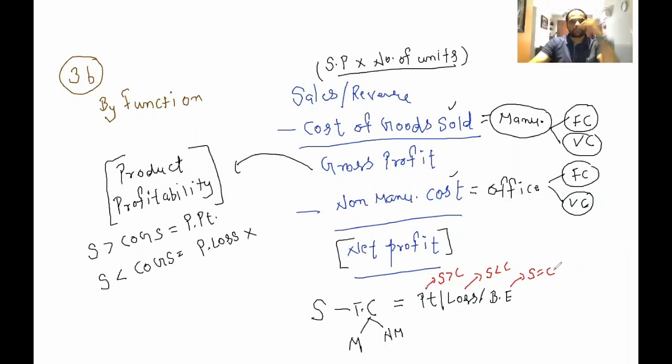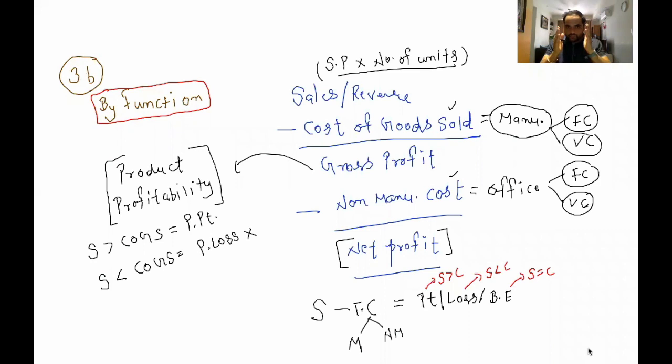So now move on. So 3B is by function. So 3B by behavior. So we have started with the same.